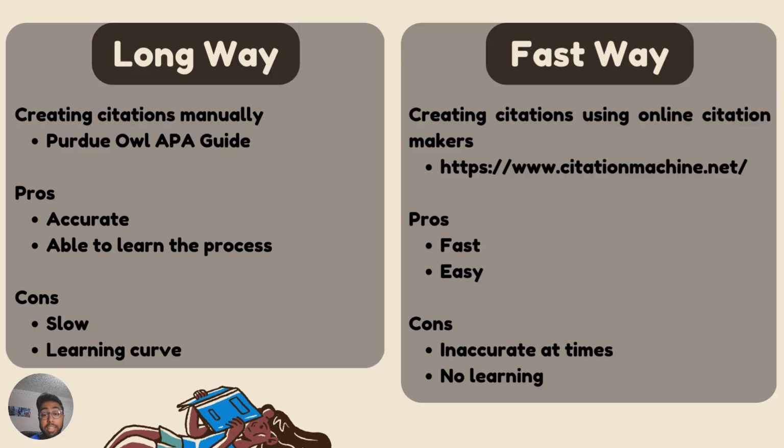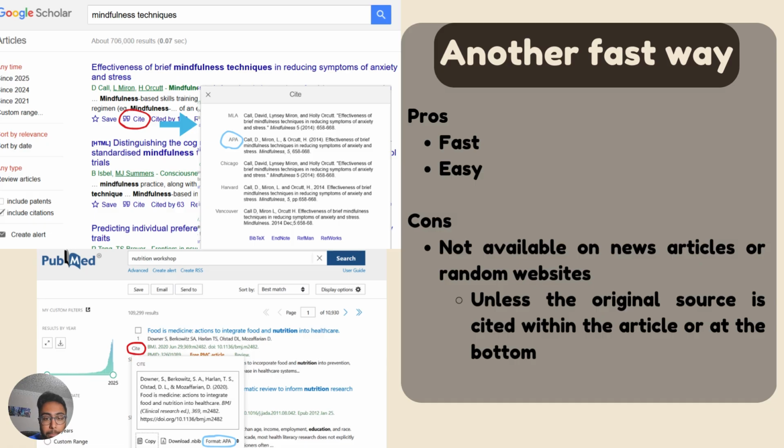It can be inaccurate at times, especially if you have to, say, feed it a link and then it'll try to pull out the information for you. It could be inaccurate in doing that. And as well, you won't be learning about how you would actually go about citing things. So just something to keep in mind. But we're by no means saying you shouldn't be using this. By all means, go for using this. Just keep this in mind.